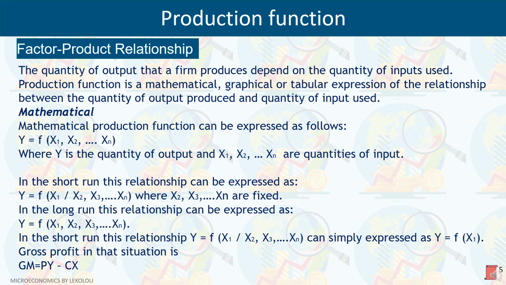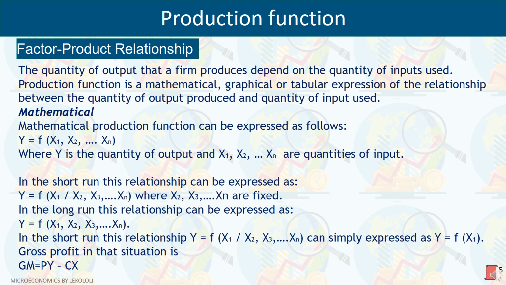In the long run, we can vary all inputs as needed. And now, let's tie this into the concept of gross profit. Gross profit is the difference between the total revenue generated from the output and the total cost incurred to produce the output. So, the formula for gross profit is equal to total revenue less total cost.